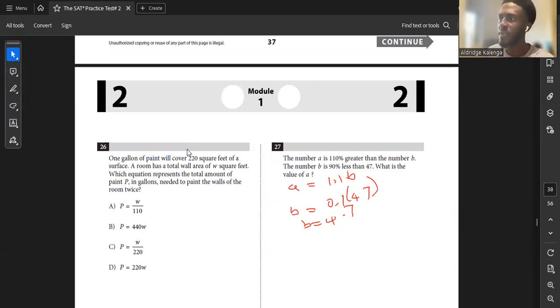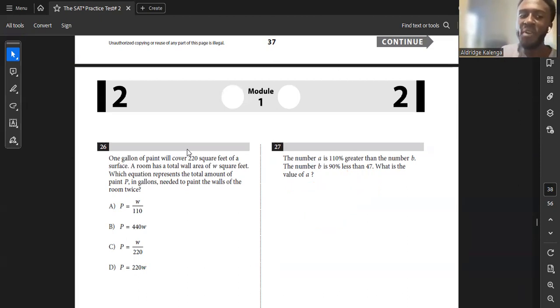Oh, actually, wait. It's 110% greater, right? Where's my eraser? Take that back. If I did 1.1 of B, do you know what that means? That means 10% greater. But if something is 100% greater, it means it's now 2, because B is already 100%. So 1.1 is 10%. So if it's 110% greater, it means A should be 2.1 of B. Is everyone with me on that one?